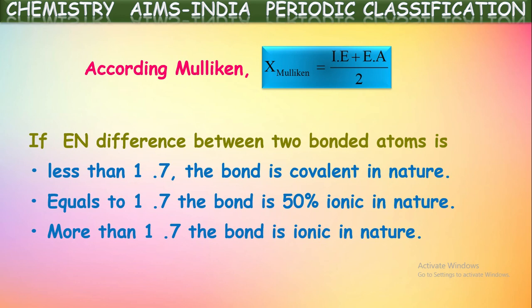By calculating the electronegativity of the atoms in a molecule, we can predict the type of bond between them. If the electronegativity difference between those two is greater than 1.7, then the bond is said to be ionic. If it is less than 1.7, then the bond is said to be covalent. If it is exactly equal to 1.7, then we can say it is 50% ionic in nature. In that way, the nature of the bond can be determined using the electronegativities of the atoms.